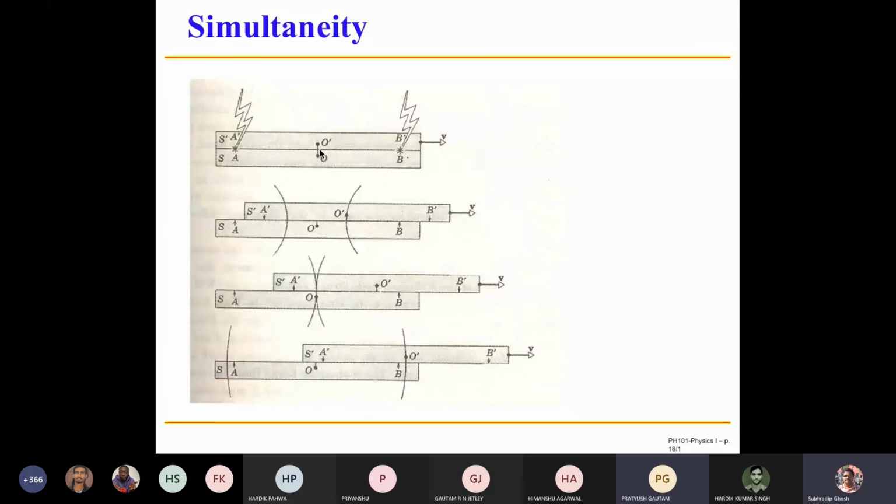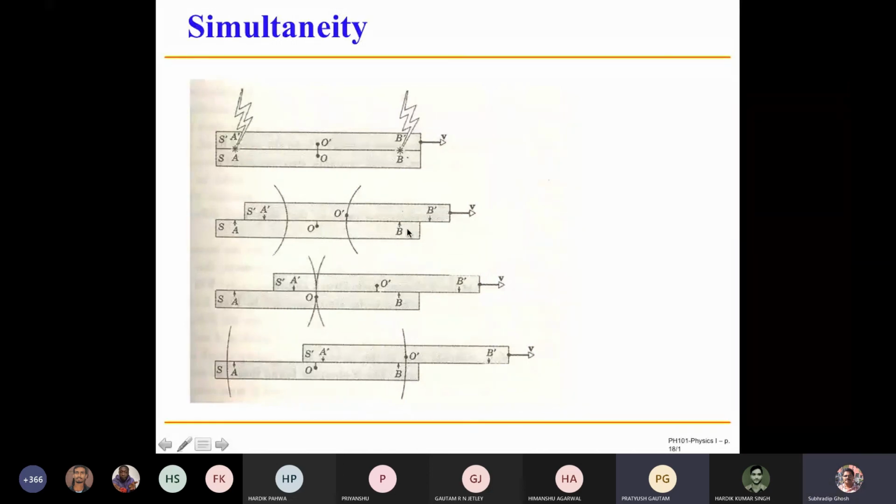Now, look at the second picture. This is the first picture, when we start the measurement or start the observation. Now, the light signal reaches the observer at O from B and from A. By the time the light signal reaches the observer at O from A and B, this rod, this S prime frame, has moved to the right. So the O prime point, which at that instant was coinciding with O, has actually moved to the right.